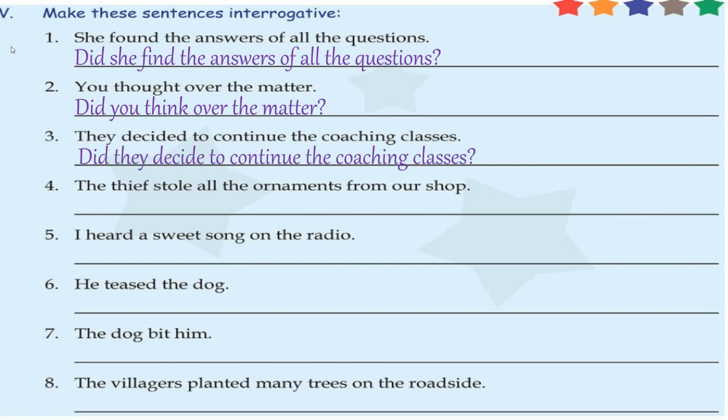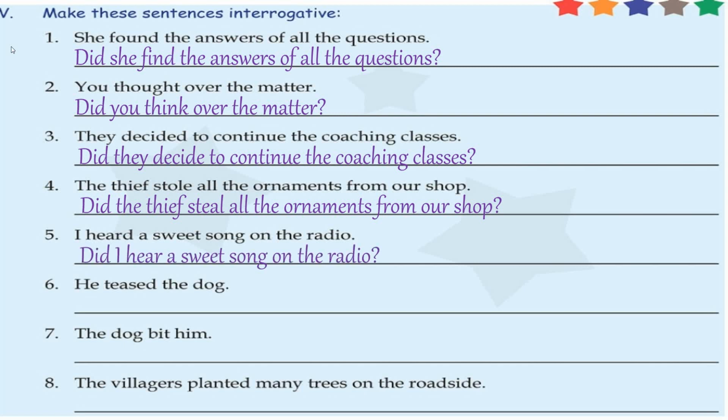Now the thief stole all the ornaments from our shop. So again we have to write first did, then the subject, that is the thief, and stole will change into steal, and then the rest of the sentence. Did the thief steal all the ornaments from our shop, and then question mark. I heard a sweet song on the radio. So did I hear a sweet song on the radio?